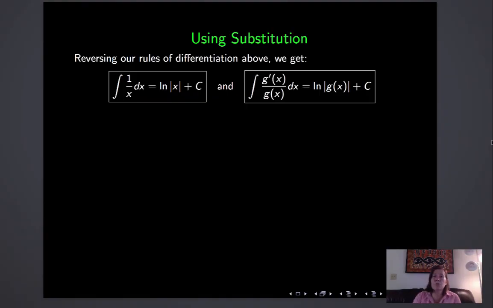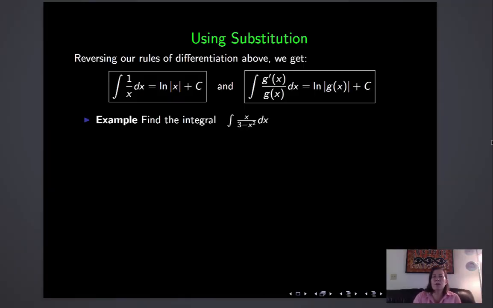Now we can reverse those two rules of differentiation, and we get two rules of integration. So now the integral of 1 over x dx is the natural log of the absolute value of x plus c. That's a more complete description of an antiderivative for that function. And I could reverse the chain rule from before to get the integral of g prime of x over g of x is the natural log of the absolute value of g of x. Sometimes this is applicable in a very straightforward way, but it's good to know how to use substitution if it's not obvious that this is what's happening here.